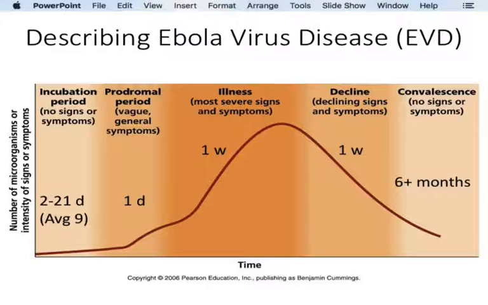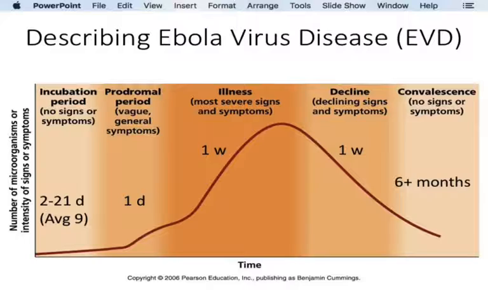This is where we see the transition from very general symptoms to more specific symptoms like fever, malaise, fatigue, maybe a little bit of aches and pains, grogginess. Later on, it becomes more severe. Vomiting, diarrhea, bleeding. Bleeding is not associated with all cases of Ebola, though. It's one of the most lasting images, but it's not associated with all cases.